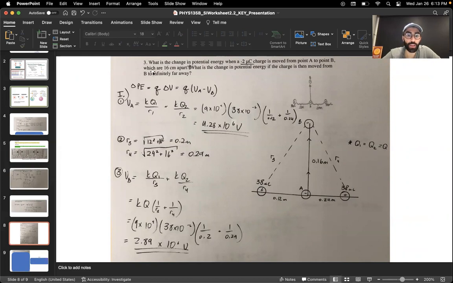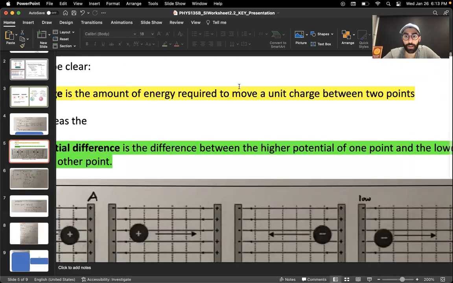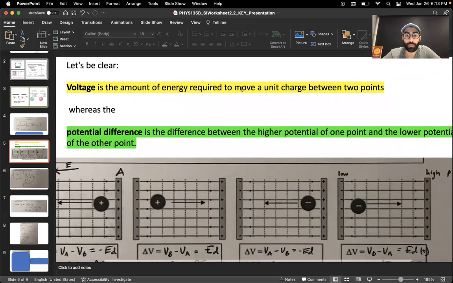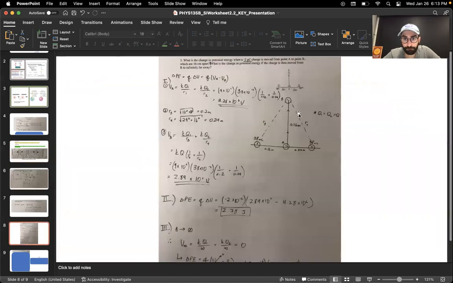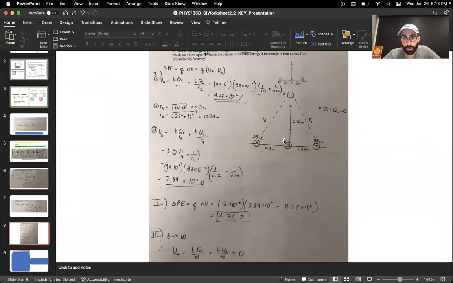So we know we're looking for some delta PE, right? And that being a delta V, because we already explained that we're looking for the amount of energy required to move a unit between 2 points, and then we're going to plug that in to find potential difference, right? So that's what's represented there. So the first thing we can do is find VA, because this is pretty simple. We know almost everything here.